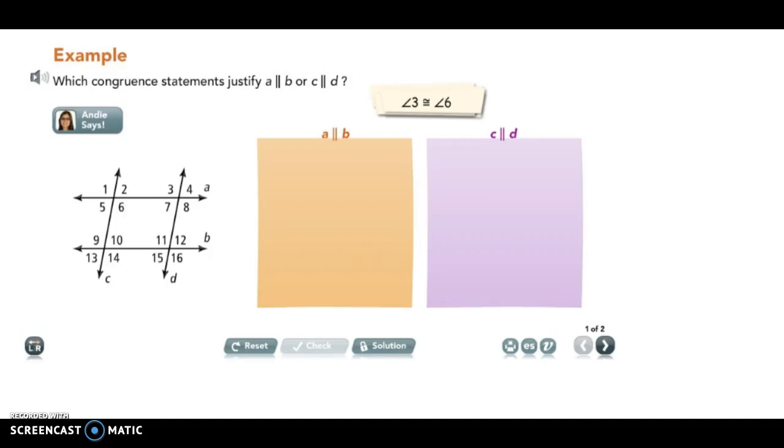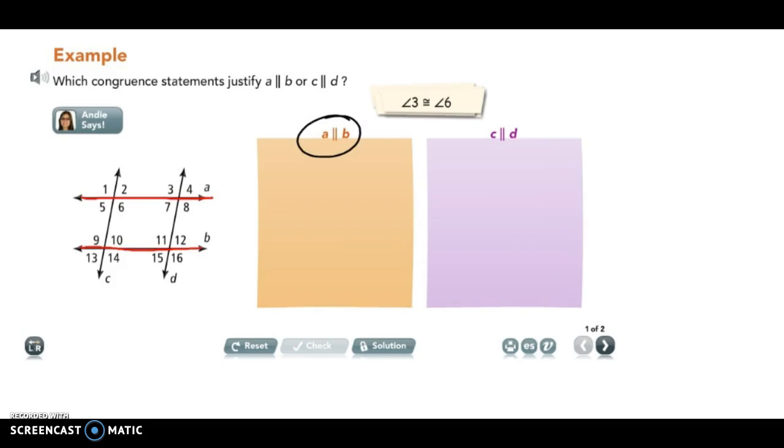So this particular one can look very overwhelming and can get us pretty confused. We are looking to see if A is parallel to B, so if these two are parallel, or which ones justify that C and D are parallel to each other. So we're going to take them slowly. Okay, we're going to first look at A if it is parallel to B. So I'm going to go ahead and look at these two.